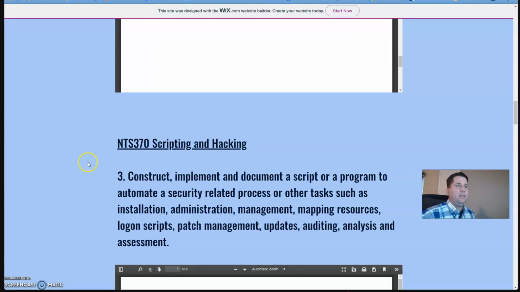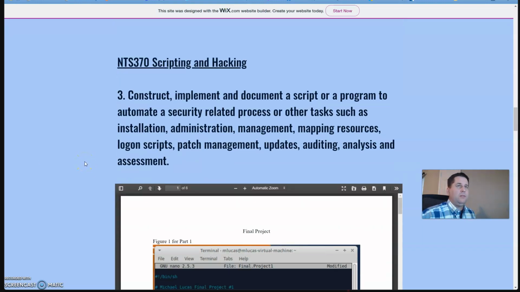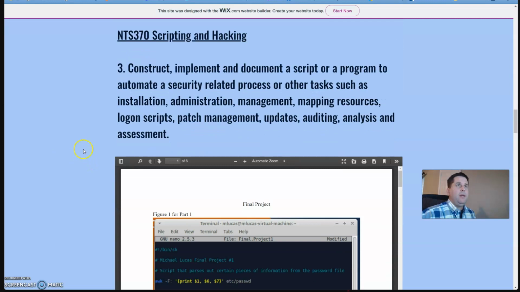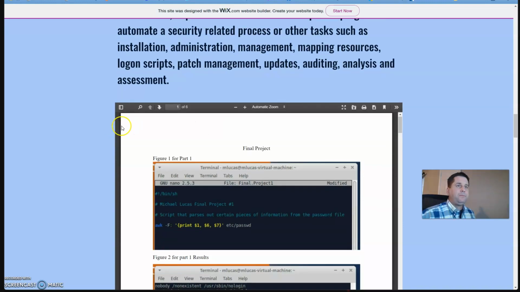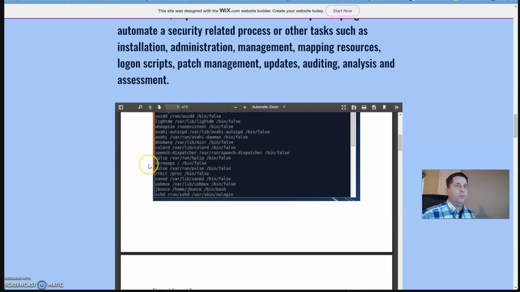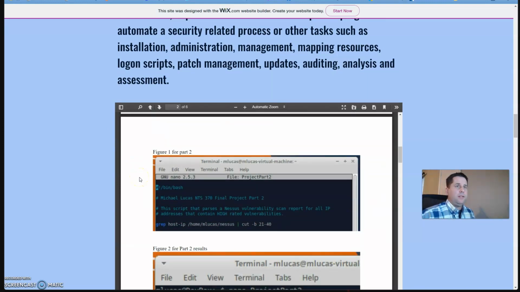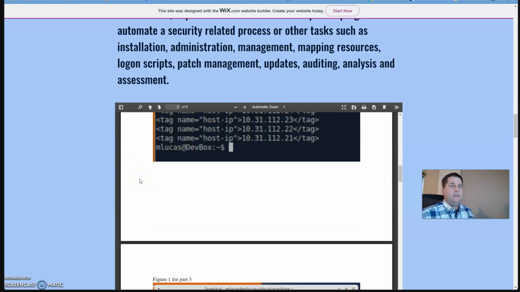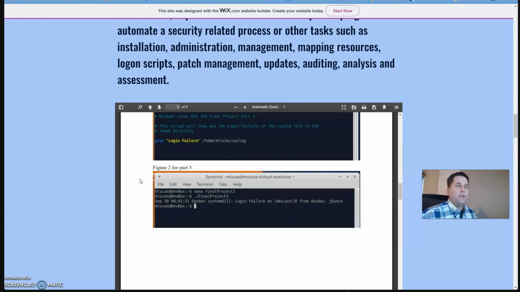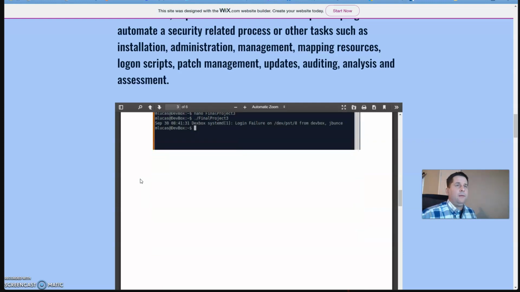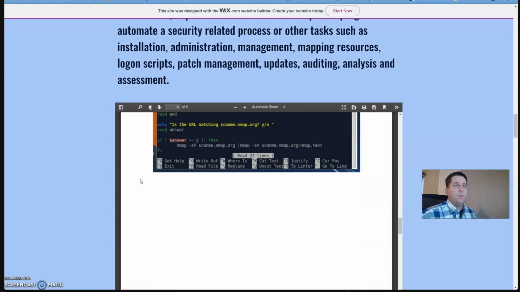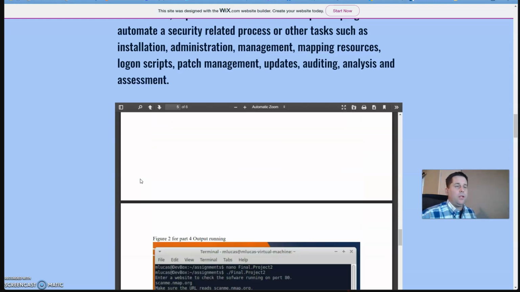The scripting and hacking class was actually really good. I had a really good time in that one. This one was basically the installation, administrative management, mapping resources, logging scripts, etc. And if you just scroll through, you can see some of the things that we had to do in this class. This one, I did some research on it. But this one was really fun. Learned a lot.